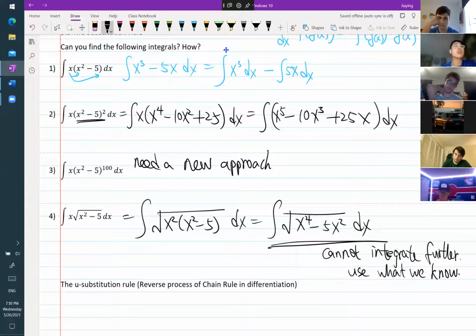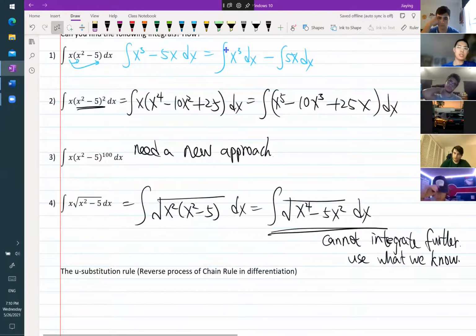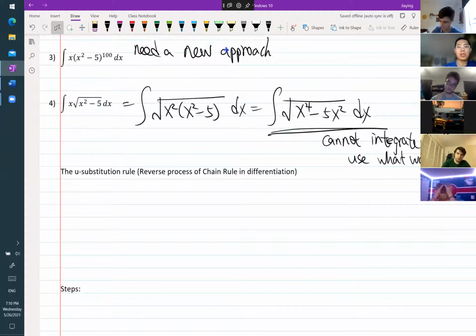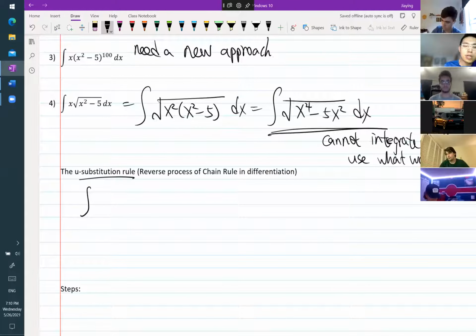So this is a case where we need a new rule. It's called the substitution rule because we use u for substitution a lot. We sometimes call it u-substitution, but anyway, just the substitution rule. So here's what it says. Let me copy down some notes, and then I'm going to walk you through the process of applying it. If we want to integrate f of g of x times g prime of x dx, I'm going to explain what that is.